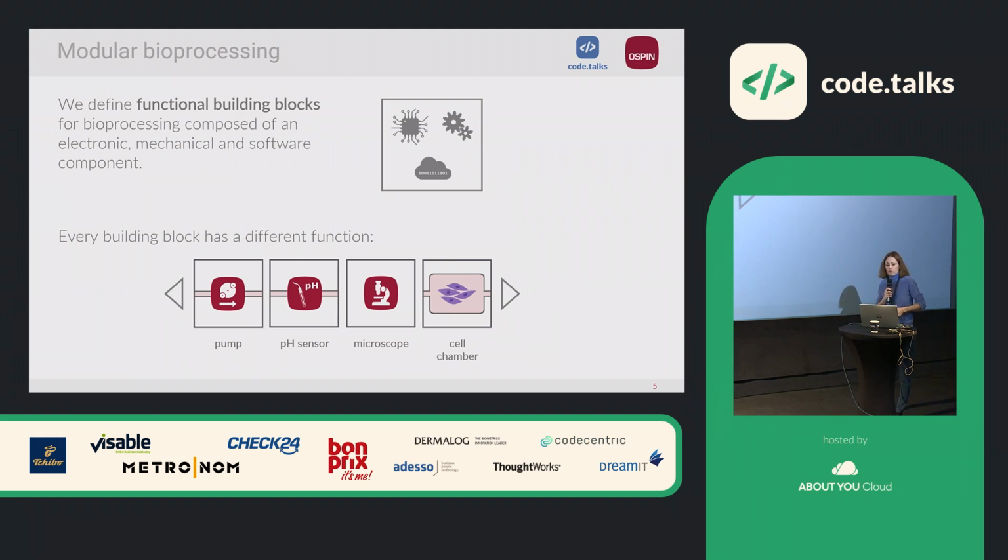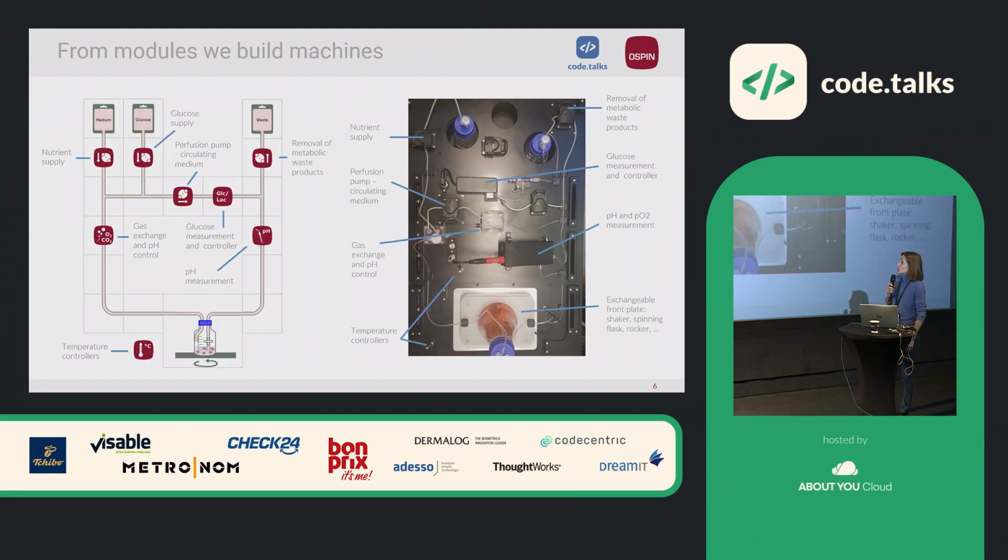For example, we have a bioprocessing module that pumps liquid, or a bioprocessing module to measure pH, or to control the pH, or to observe the cells, which is kind of a microscope, or a bioprocessing module where the cells like to be, which is then a cell chamber. So now we have these different modules, and how do we get to a machine from that? And this is shown in the next slide.